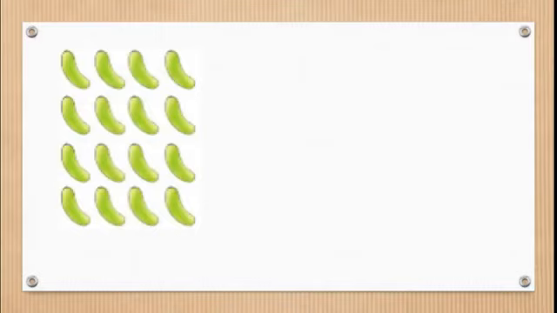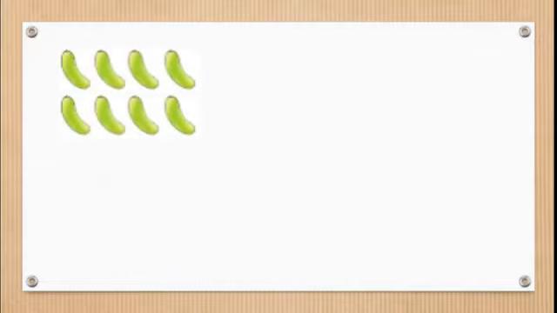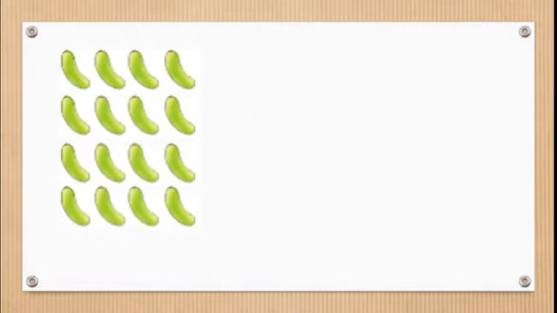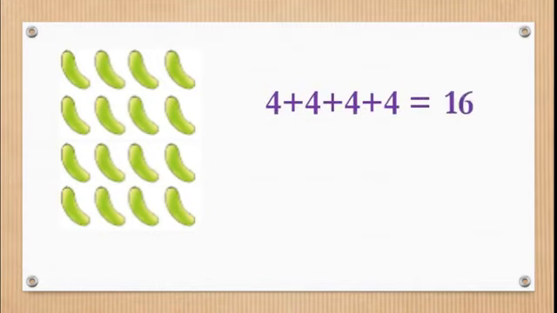We can see here cucumbers, correct? Now we will count them. See, in the first row there are 4 cucumbers, second row 4 cucumbers, third row there are 4, and in the fourth row also there are 4 cucumbers. Now what is the total? In the addition method what do we do? 4 plus 4 plus 4 plus 4. Isn't it? 4 times we add 4, so we get 16. Means there are 16 cucumbers all together.